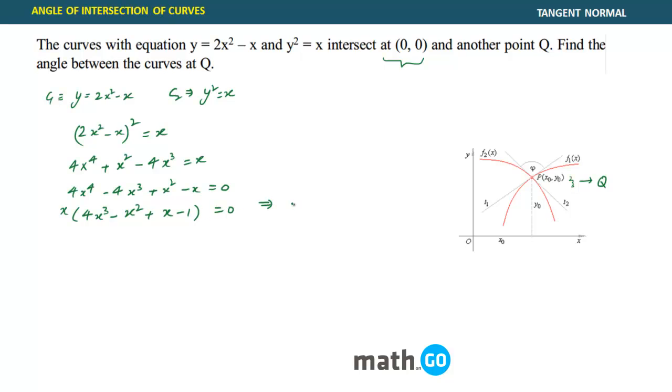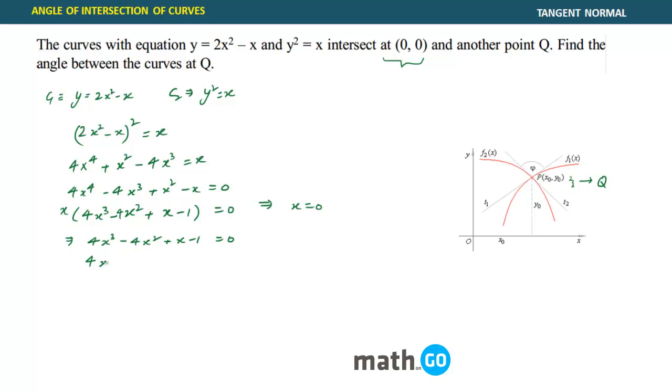So we know that from here x is equal to 0 is a solution, but we cannot take it because it is already given that you have to find another point Q. So how will you do this now? That implies the remaining quantity should also be 0. This is what we are interested in: 4x cube minus 4x square plus x minus 1 equal to 0.